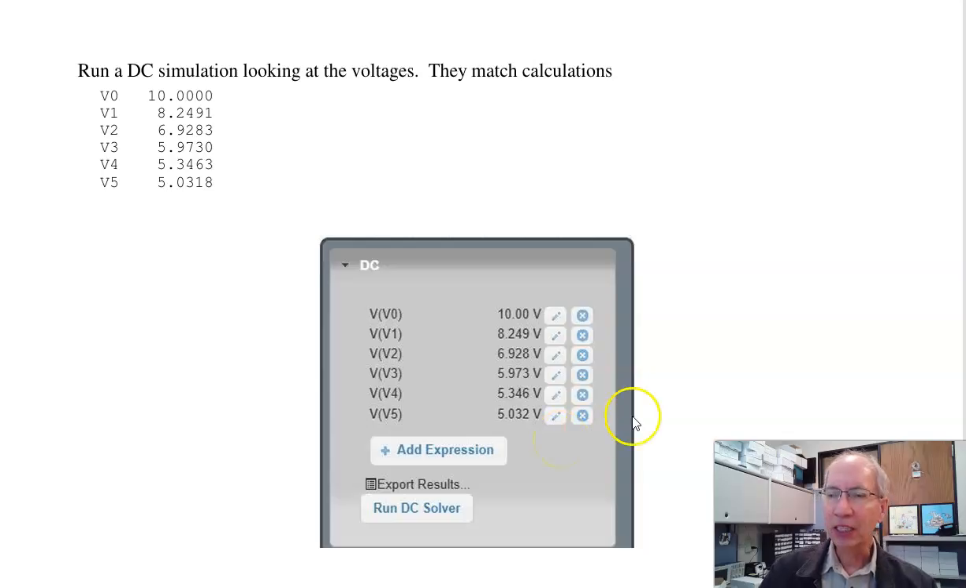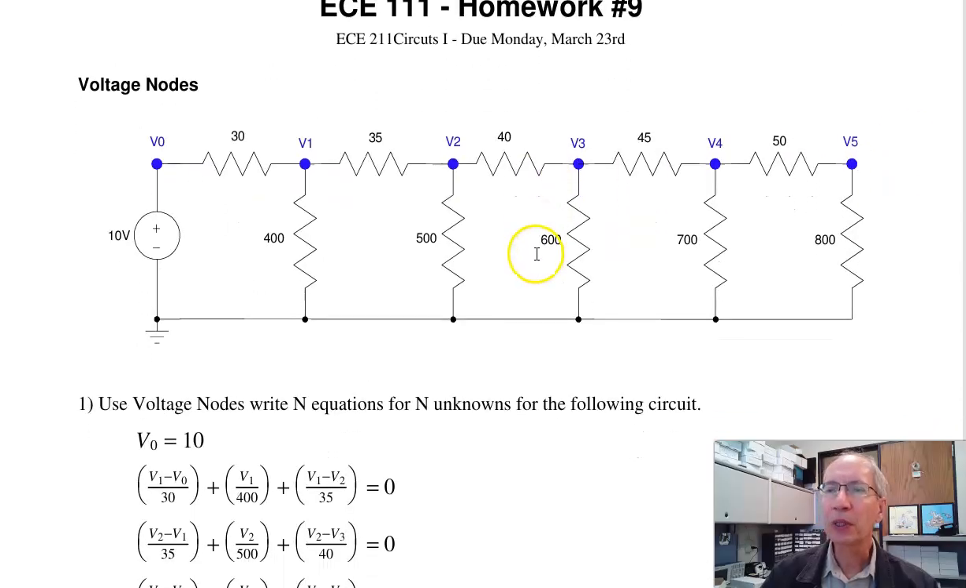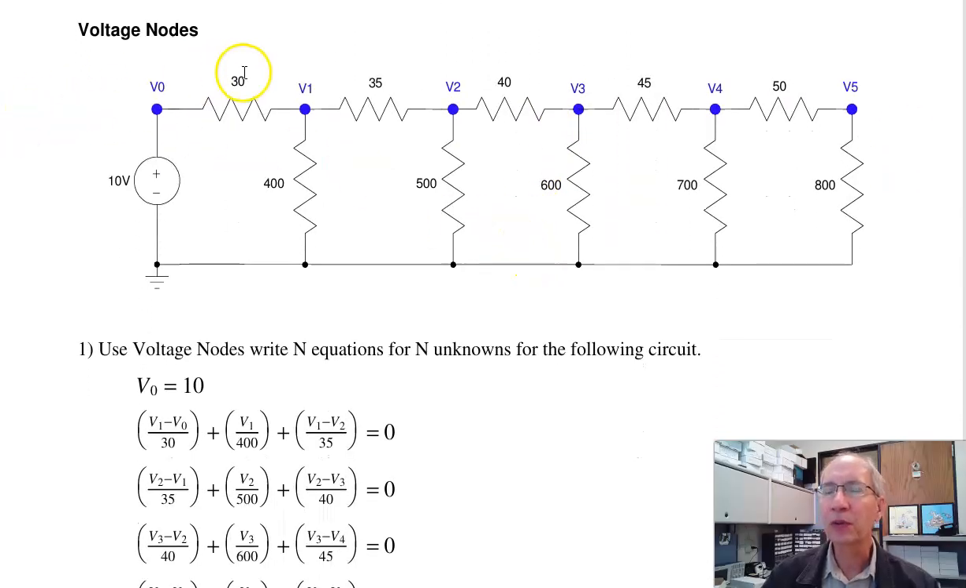As far as calculating it, let's go back to problem number 1. Problem number 1 does voltage nodes. Voltage nodes is really conservation of current. So I've got 6 voltage nodes. I need to write 6 equations for 6 unknowns. The first one's pretty easy. At node 0, the voltage source says that V0 minus 0 equals 10, or V0 equals 10. That one's easy. The rest you got to work for.